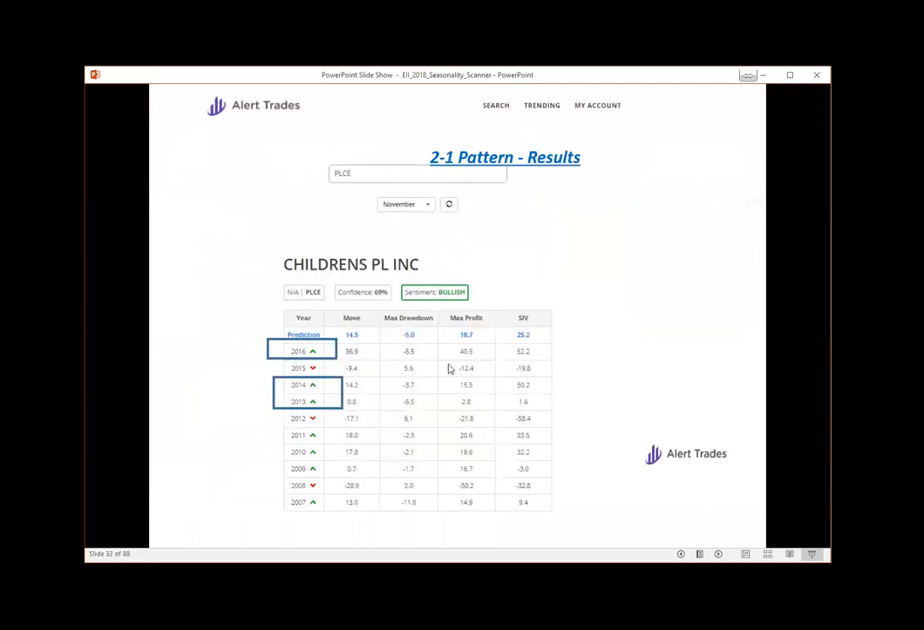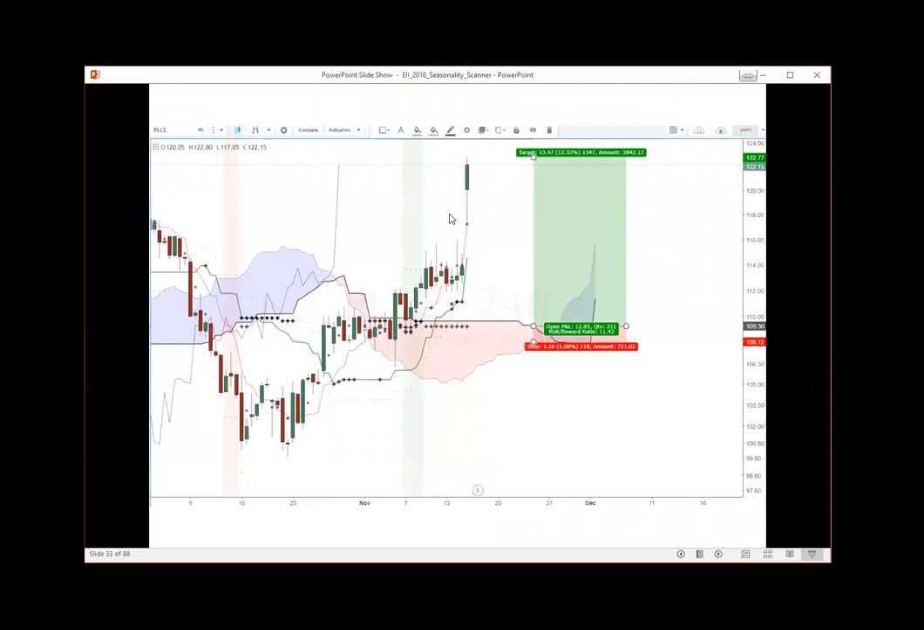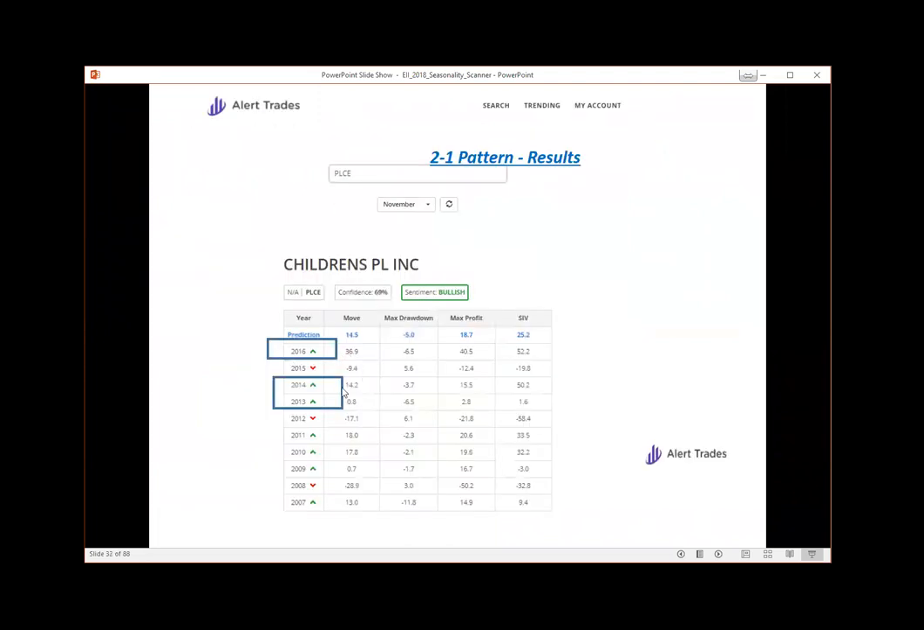And guess what? This is today. This is not old. This is not November of last year. This is November right now. This is basically Children's Place that gapped up today based on earnings right there. And you could see this was a pattern recognition that we found here, not something that's high confidence at all.